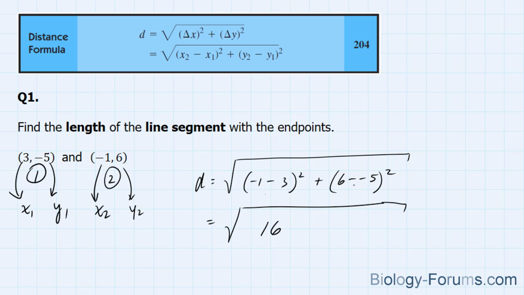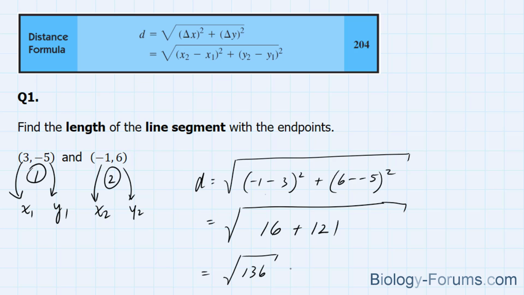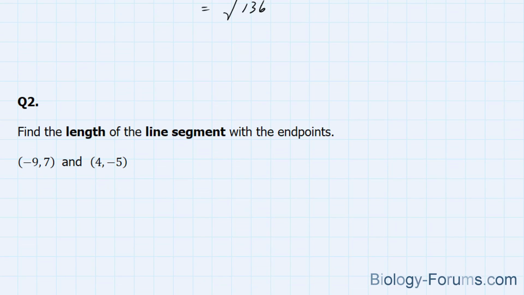6 minus -5 is 11. To the power of 2 is 121. We're going to add these up, and we end up with the square root of 136. Let's use our calculator to find out if that's a perfect square. And it's not, so we'll just leave it at that. So the distance of this line is the square root of that number. Let's proceed. Here we have another question.